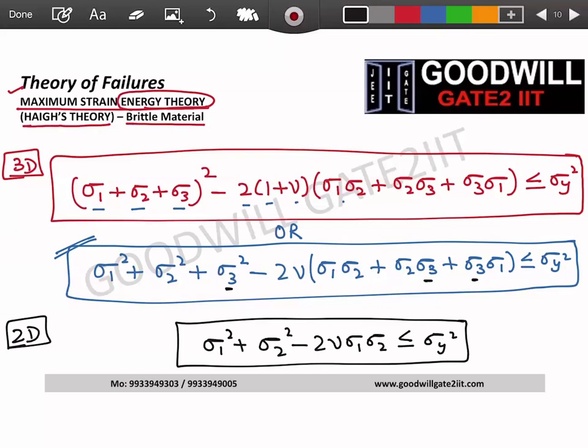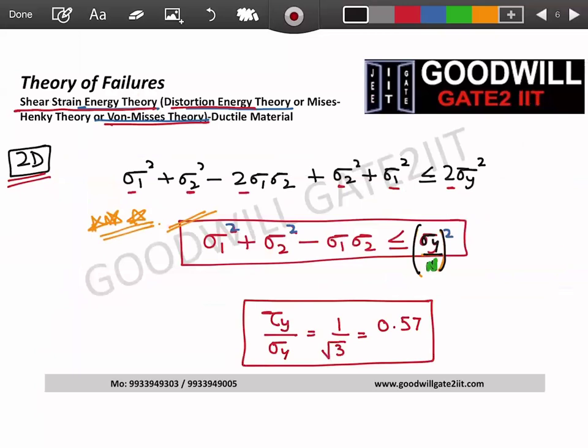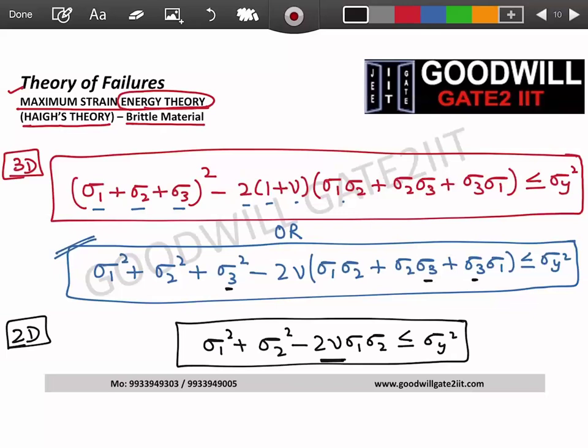But please, I have seen people making this mistake. This is very similar to how von Mises looks: sigma 1 square, sigma 2 square, minus sigma 1 sigma 2, and sigma y square. Here you have an additional term, which is 2 nu. So when you're learning, please don't forget this term. I don't want you people to lose your marks.